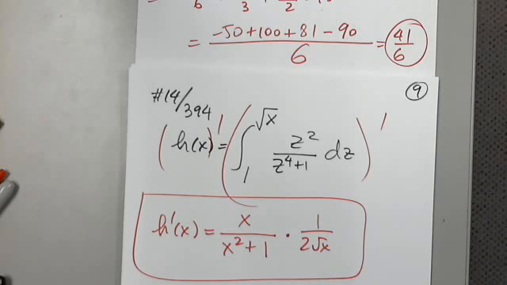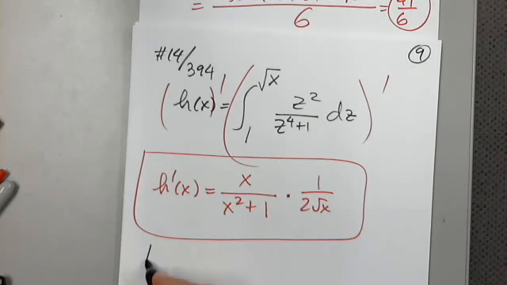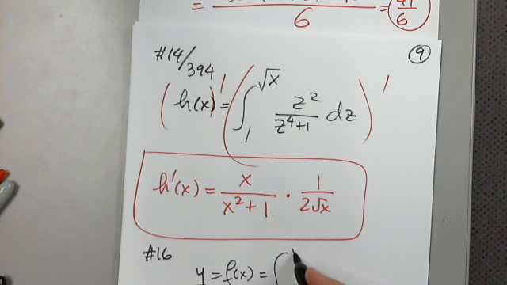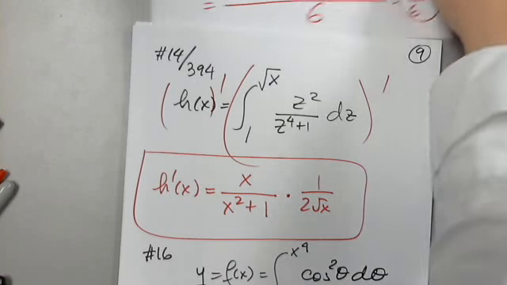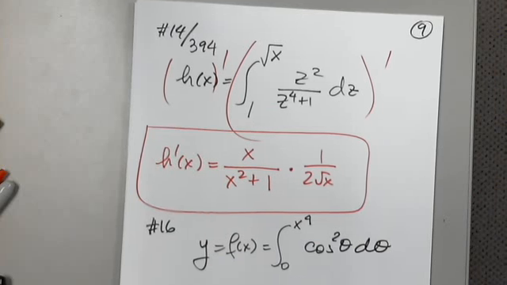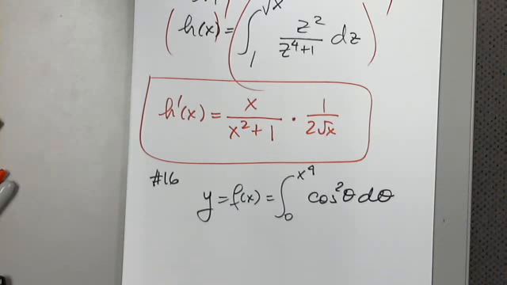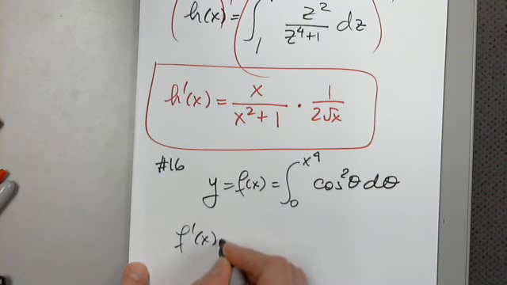Let's look at another, like 16. We're given another function. This time they call it y, but we know it's f of x, which is the integral from 0 to x to the 4th cosine square theta d theta. We're not asked to evaluate. This is a function. We're not evaluating. We're finding the derivative. So we're asked to find f prime of x.